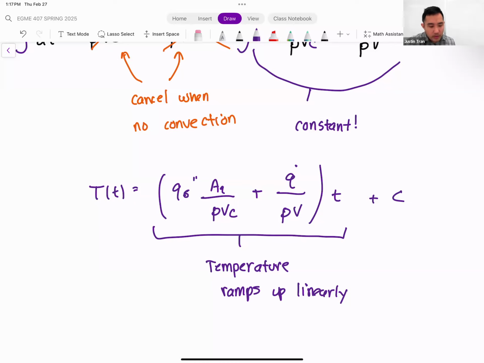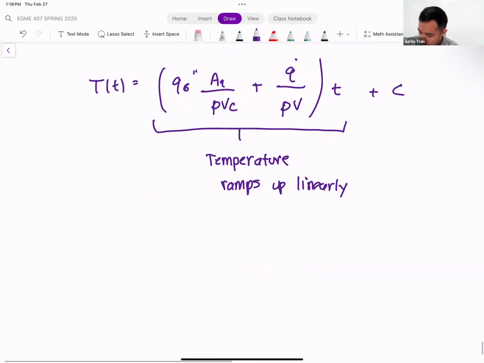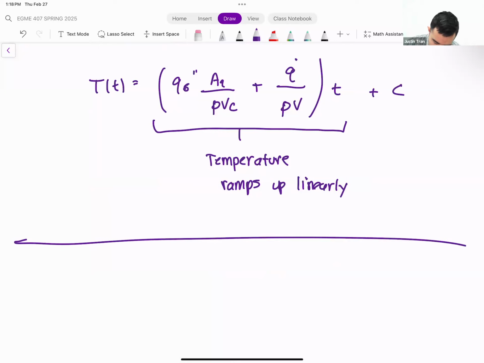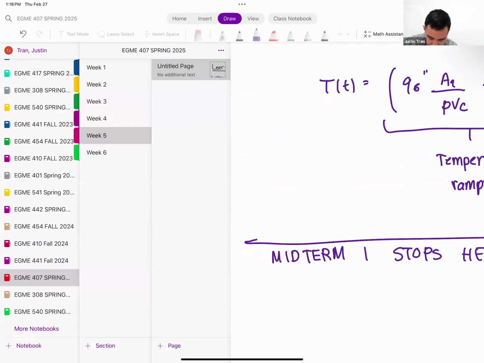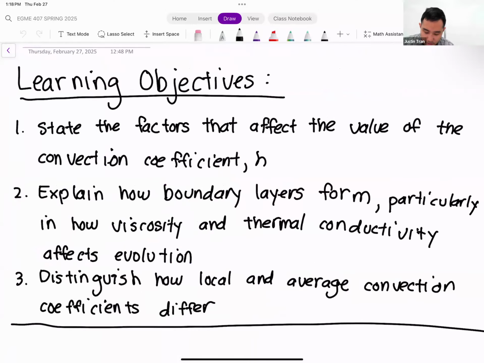Okay. All right, so that's all I want to say about transient conduction. So midterm 1 stuff stops here. Don't write this down, unless you want to. So like I mentioned, everything that we cover today and everything we cover on Tuesday, I'm going to test you on eventually, but that's going to be on midterm 2. Okay. So let's come back to these notes here.